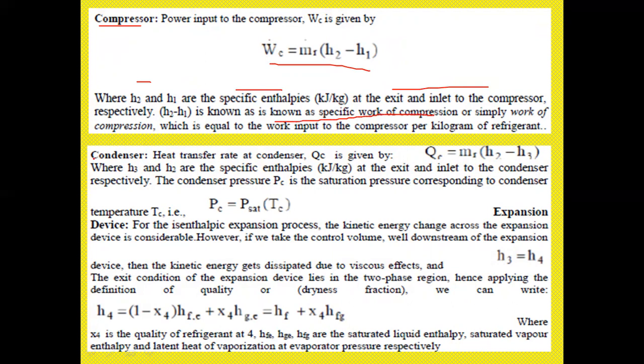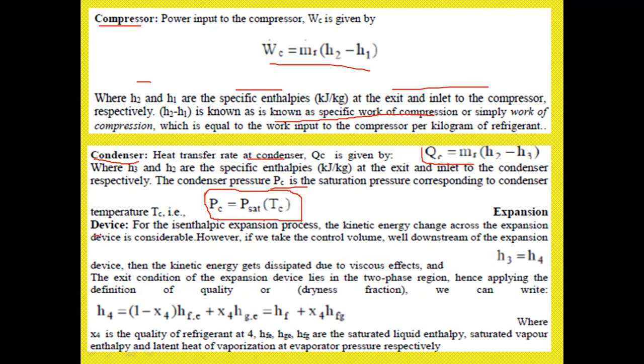Next one, third is the condenser. The heat transfer rate at the condenser QC is given by QC is equal to MR times (H2 minus H3), where H2 and H3 are specific enthalpies at the inlet and exit of the condenser. Therefore, the condenser pressure PC is given by PC is equal to P saturation at TC, the condensation temperature.